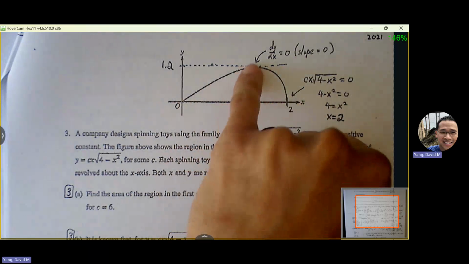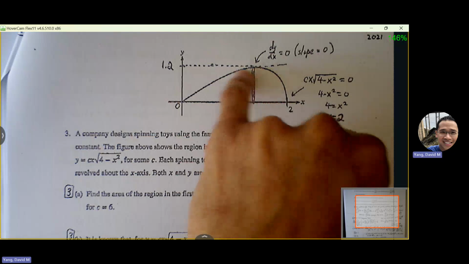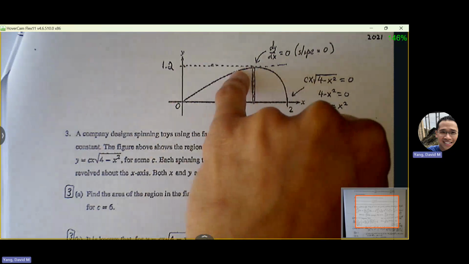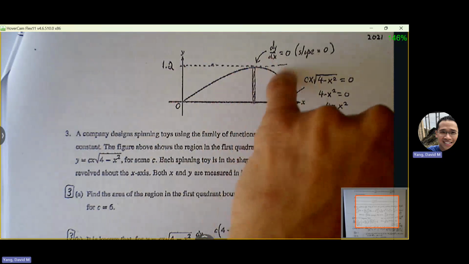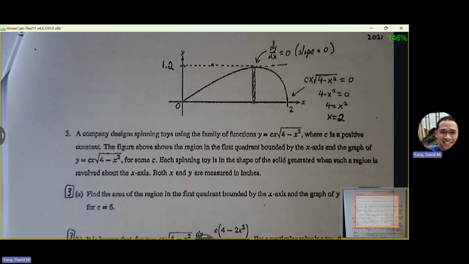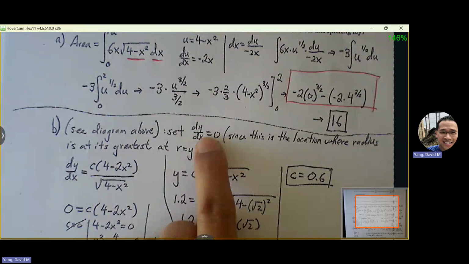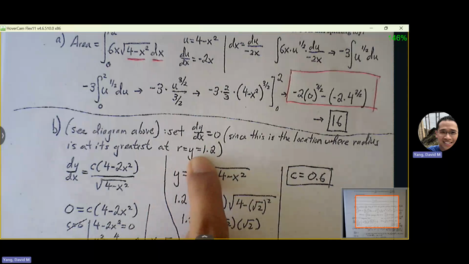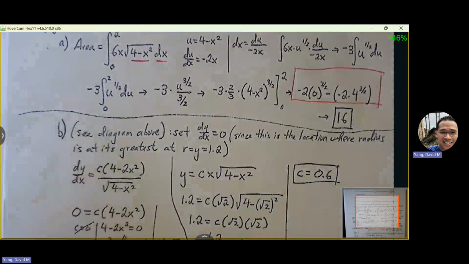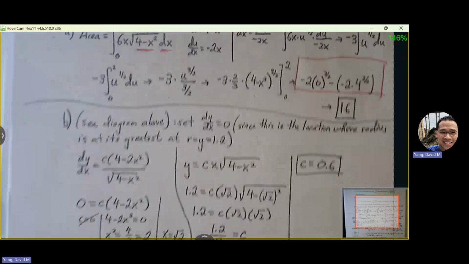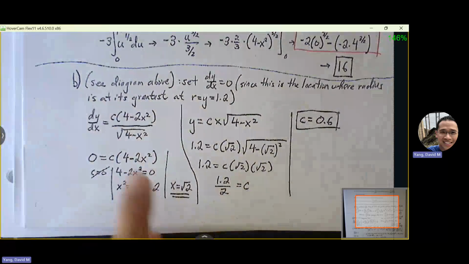All right, so we know that this ordered pair has a y value of 1.2. We know the slope at this point on the curve is also 0. So we're going to take that knowledge and continue moving forward. dy/dx is 0, and y is 1.2. The radius is 1.2, but that means on the curve, the y value is 1.2. So now they're asking, what is the value of c?